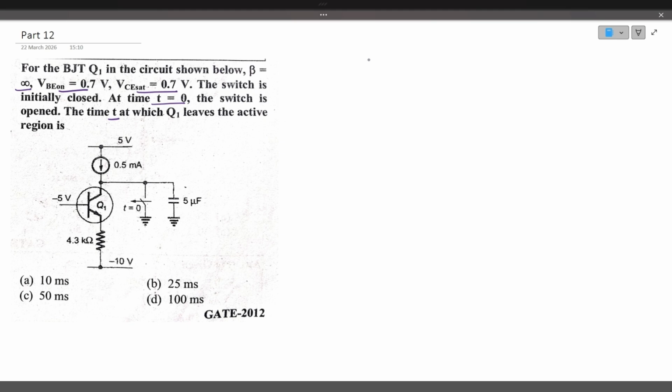So let's see the circuit first. This is the transistor circuit. VCC is 5 volts and there is a current source of 0.5 milliamperes, and there is a transistor. Here the base voltage is given as minus 5 volts. This is the NPN transistor. The emitter resistor is given as 4.3 kilo ohms. And here this is VEE, which is minus 10 volts.